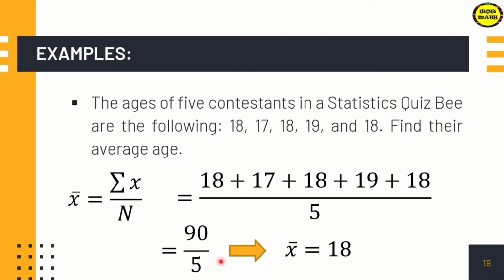What if, class, yung huli natin is 28? So instead of 18, yung last number natin dito is 28. So the sum will become 100. 100 divided by 5 will now become 20. Ibig sabihin, pag may nagbago lang na value dito, magbabago rin yung mean natin. Tatandaan natin, magbabago rin yung mean natin once na may nagalaw or bagong value dito.